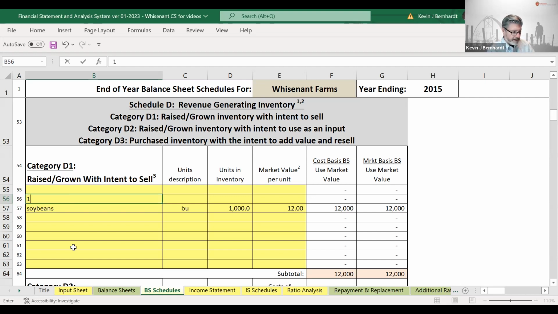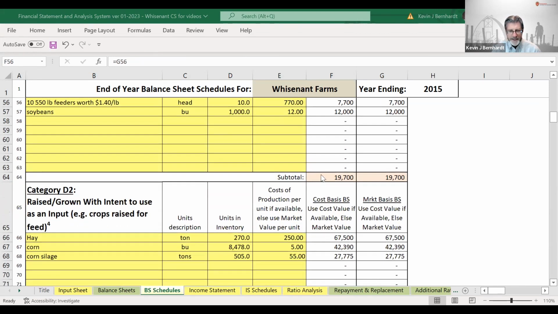And currently we have 10 550-pound feeders that are worth $1.40 per pound. All right, so the description of the units here, we're going to look at head, what they're worth per head. The number of head we have is 10. And the market value per unit is that $1.40. In this case, we have to do some multiplication. So if we take $1.40, multiply that by 550 pounds, I believe that's $770 total, giving us $7,700 worth of feeder cattle. So now we add those two up together. That's 19,700. That 19,700, when added with categories D2 and D3, will give us our total.